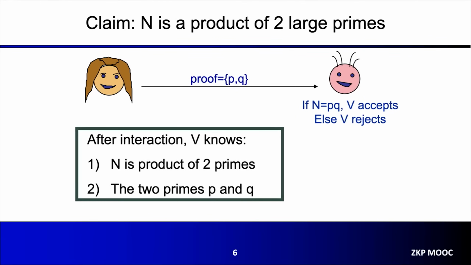So after this interaction, what does the verifier really know? He knows that the claim is true, n is a product of two large primes. He knows something extra. He knows the primes themselves. It's actually more than was necessary in order to convince yourself that n is a product of two large primes. Or is it? Is there some other way to do that? We will see in a couple of slides that there is, but let's look at a few more examples.